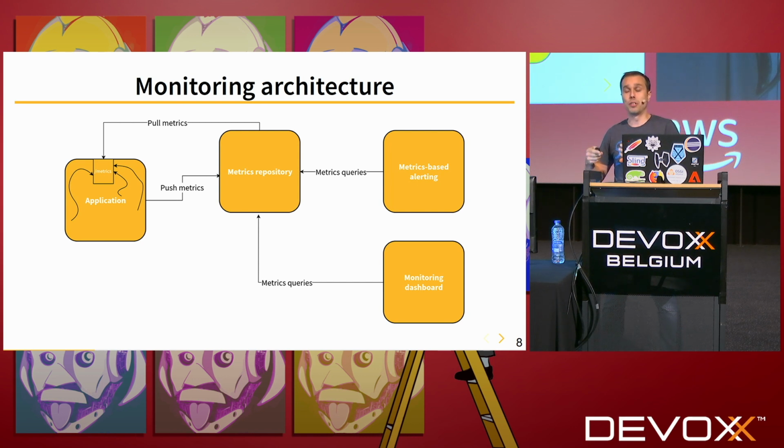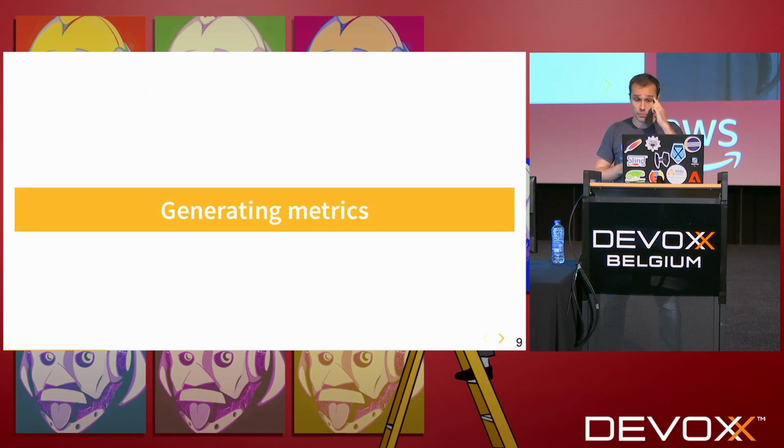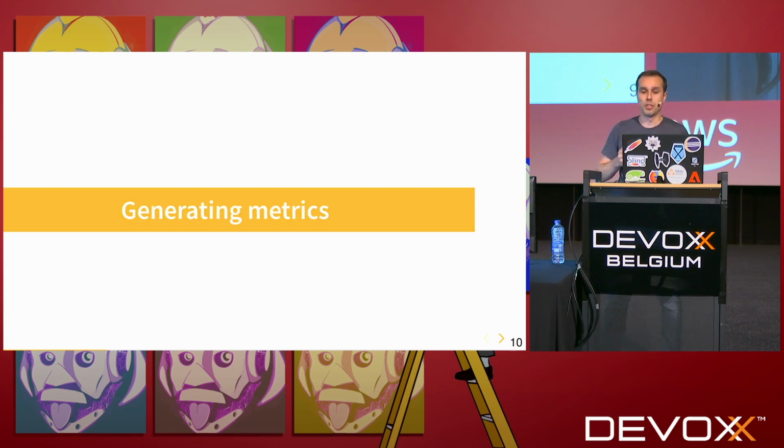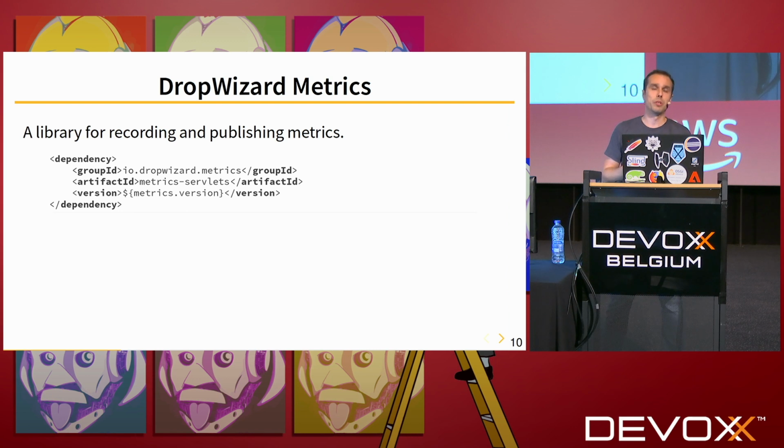And then you have this dashboard or the reporting component, which means that you can, at any point in time, get a useful report on the state of the application. Good. Now that's done with. Let's talk a bit about generating metrics.